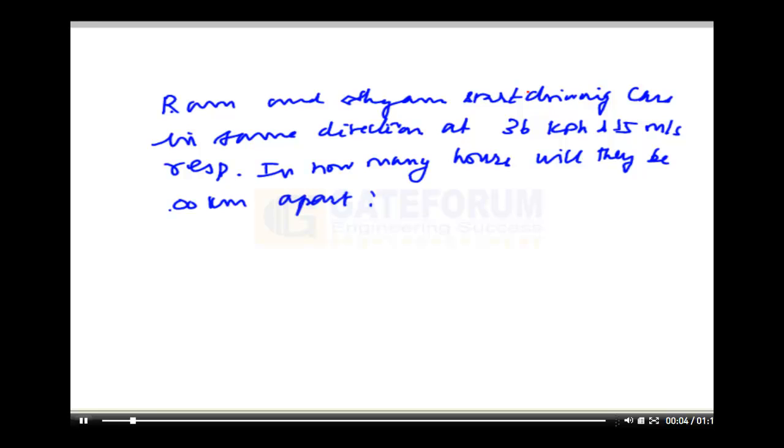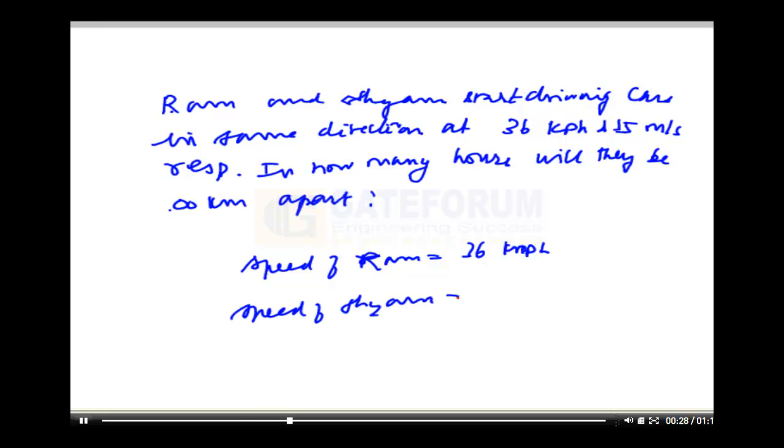Ram and Shyam start driving cars in the same direction at 36 kilometers per hour and 15 meters per second respectively. In how many hours will they be 100 kilometers apart? Speed of Ram is 36 kilometers per hour. Speed of Shyam is 15 meters per second. 15 into 18 by 5, 54 kilometers per hour.